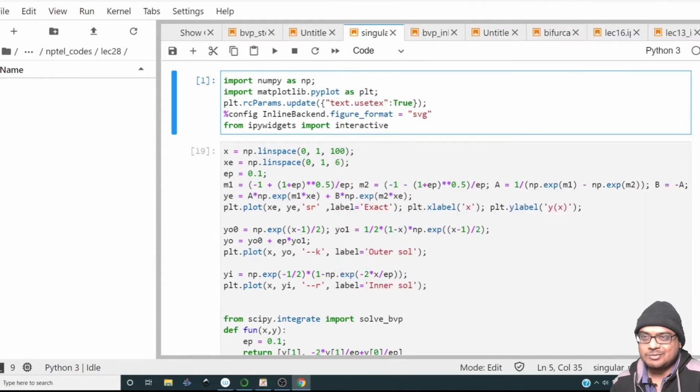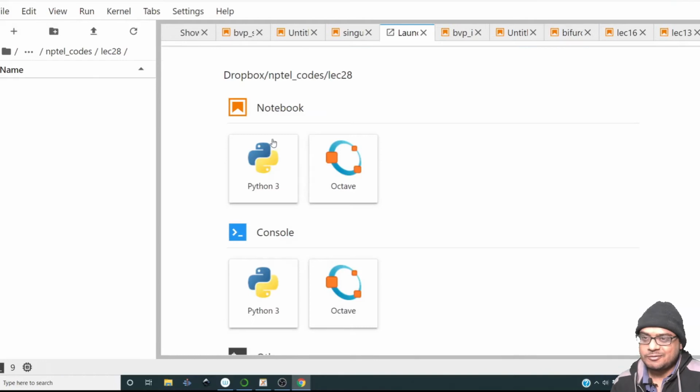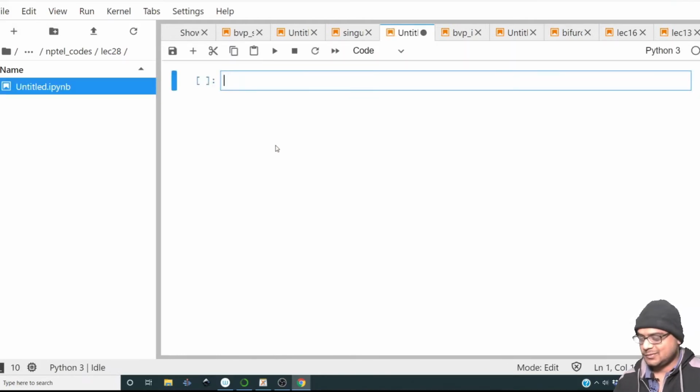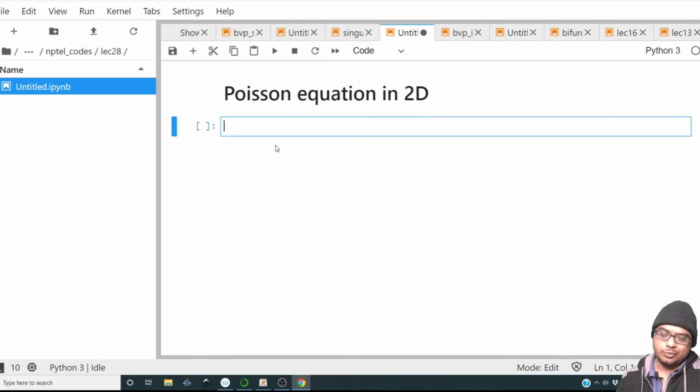All right, so let me go over here. Oops, so let me create a new file. The purpose of this function is to solve a Poisson equation in 2D, and the Poisson equation under consideration has already been mentioned in the notebook.